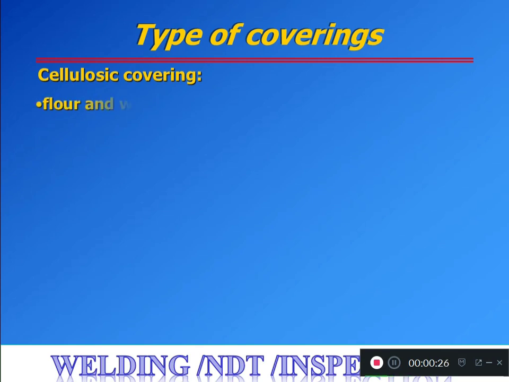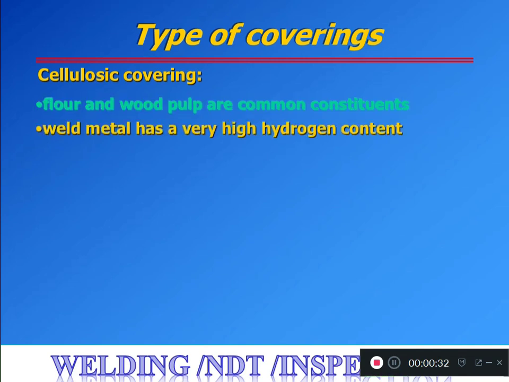So this is the cellulosic covering. Cellulosic covering, what is this? In the cellulosic covering, flour and wood pulp are common constituents, and the weld metal has a very high hydrogen content. This cellulosic weld metal will definitely have very high hydrogen content because the hydrogen content in the filler rod is more. Filler rod means electrode.